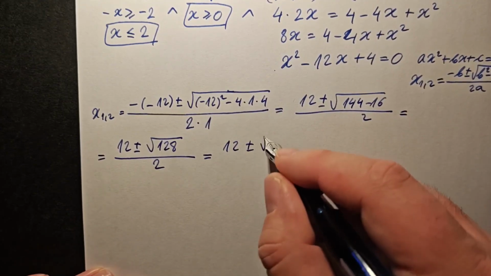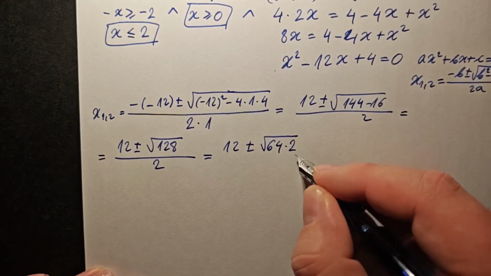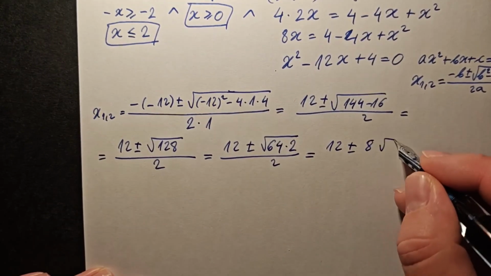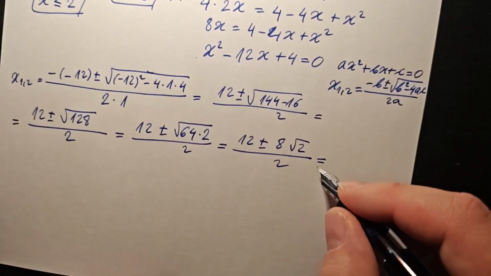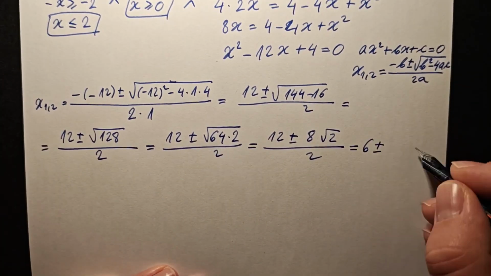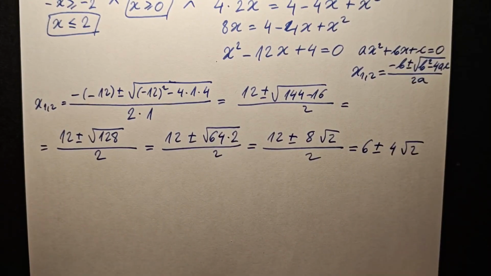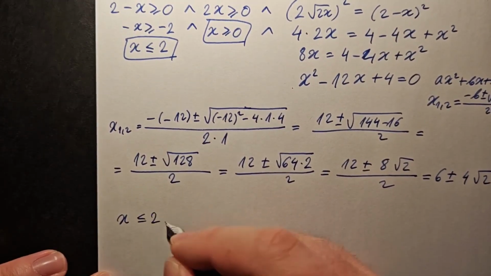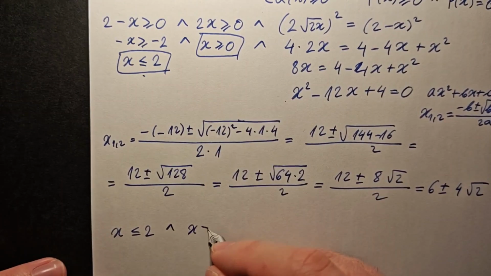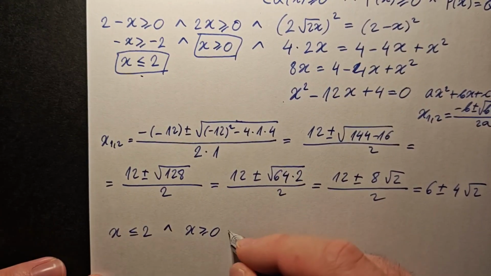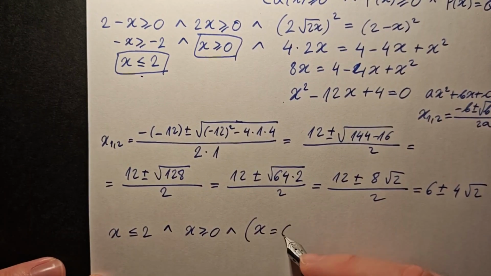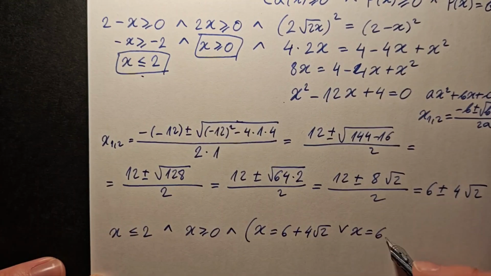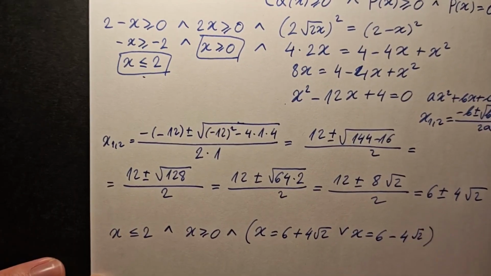This is 12 plus or minus the square root of 64 multiplied by 2, divided by 2, and that is 12 plus or minus 8 square roots of 2 divided by 2, which is just 6 plus or minus 4 square roots of 2. So our equation has the solution x is smaller or equal to 2, and x is larger or equal to 0, and x is equal to 6 plus 4 square roots of 2, or x is equal to 6 minus 4 square roots of 2.